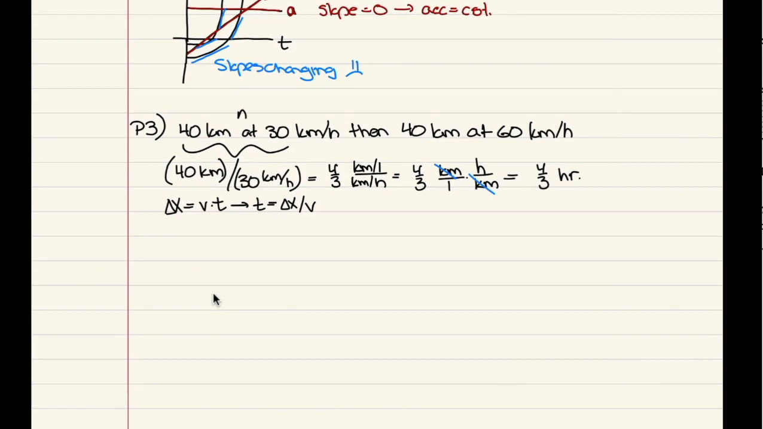So we'll call this leg A, and then this leg B. So then B, what is that instead? You're again going 40 kilometers, but now you're going 60 kilometers per hour. Twice as fast, ends up being half as long. You travel that amount of the journey in 2/3 of an hour.